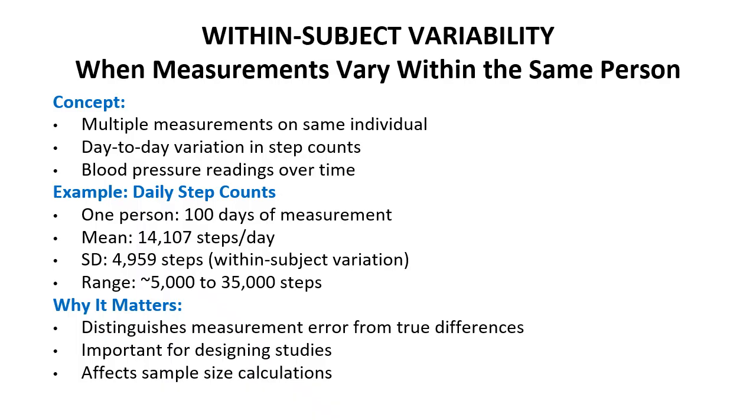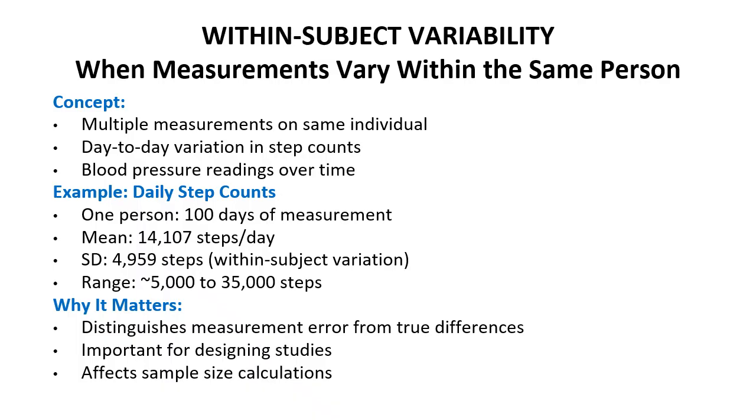So we also have this within subject variability, and this is when measures vary within the same person. A lot of studies only measure each person once, but let's say we're measuring the same person repeatedly and we see variation. This is considered within subject variation. It's distinct from between subject variation. So let's talk about, I wear a Fitbit. I know many of us do. Let's look at our step count example.